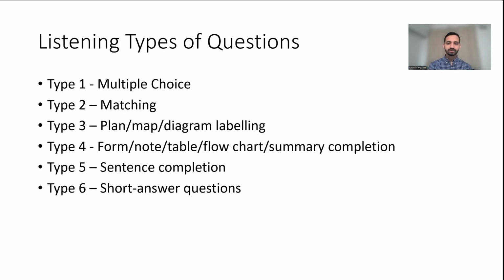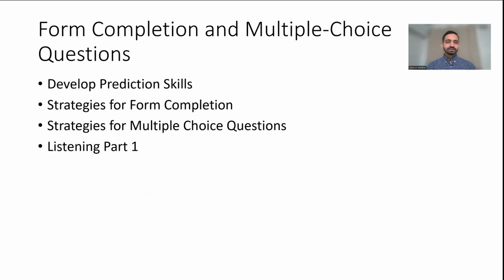Type 4, form completion, note, table, flowchart, summary completion. In this lecture, we're going to focus on form completion. Type 5, sentence completion. So a sentence could be incomplete and you have to listen for the sentence and complete it. It's similar to a fill in the gap kind of style. And then type 6, you get short answer questions, okay? So in this lecture, as we talked about previously, form completion and multiple choice questions are going to be the focus of this lesson.